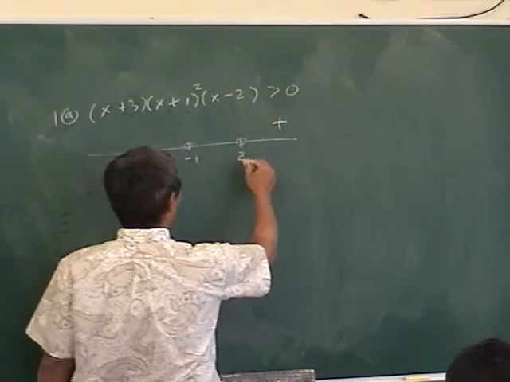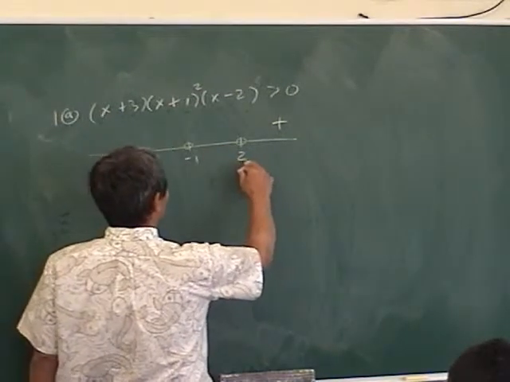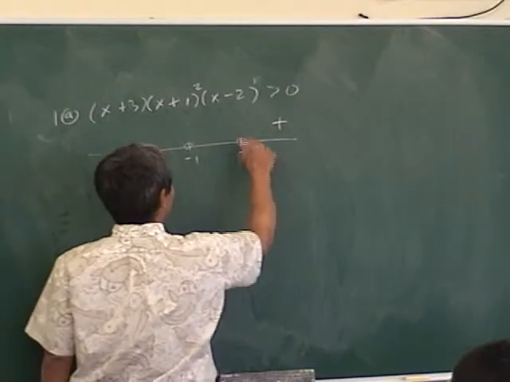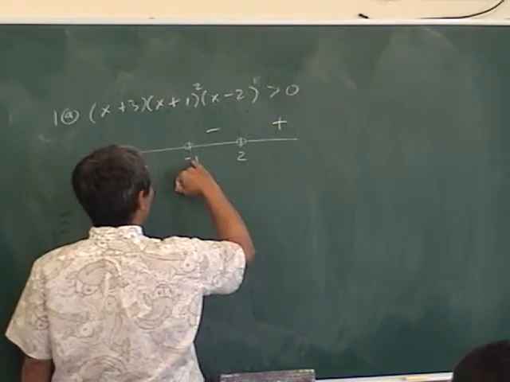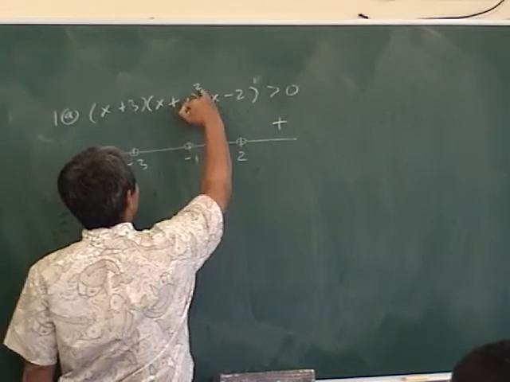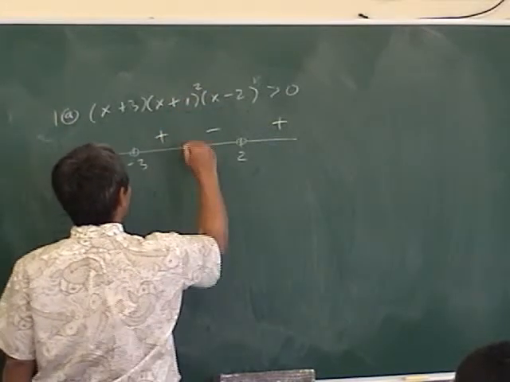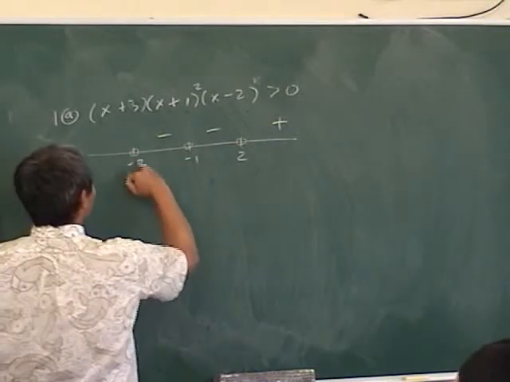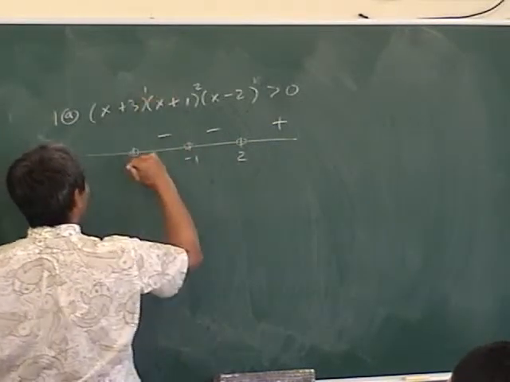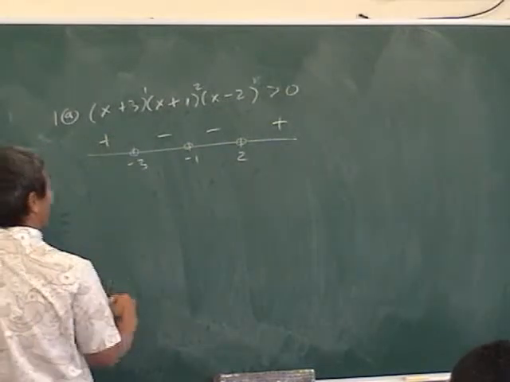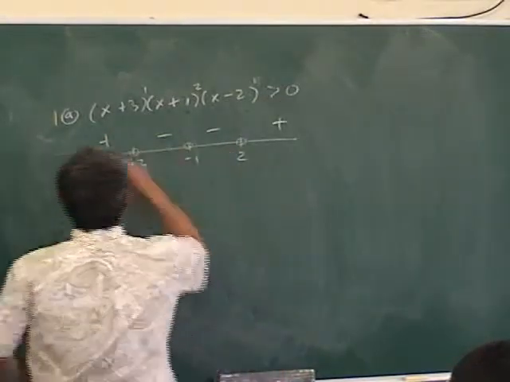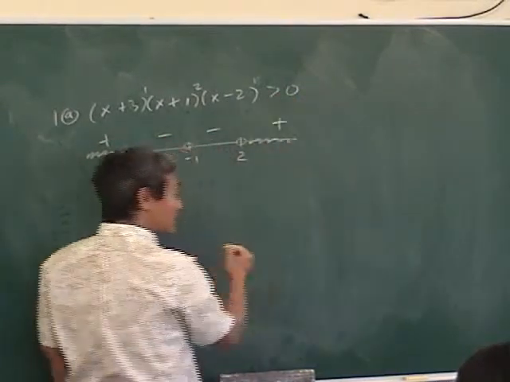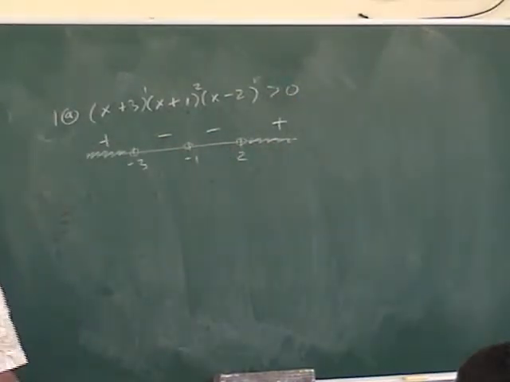Okay, you want to use the shortcut or just plug in numbers? Shortcut. Okay, 2 came from here. It has an odd power. Change. Negative 1 came from there. It has an even power. Same. So stay the same. Negative 3 came from there, which has an odd power. Change. And then we're looking for greater than 0, so we shade in the ones with the pluses. If it said less than 0, you shade in the ones with the minus.